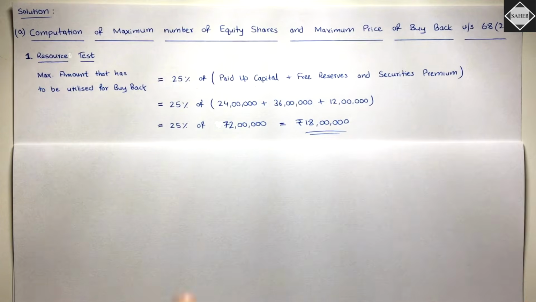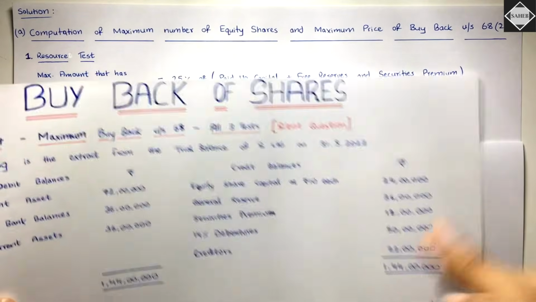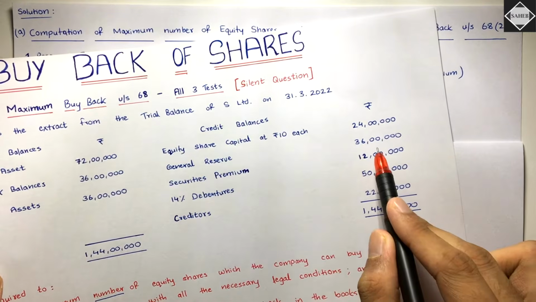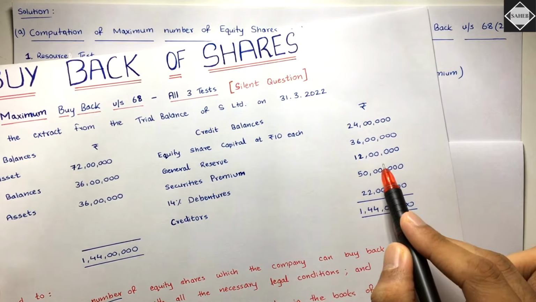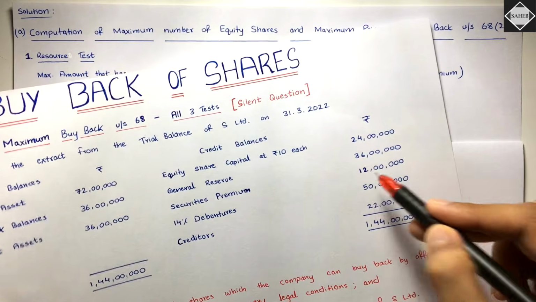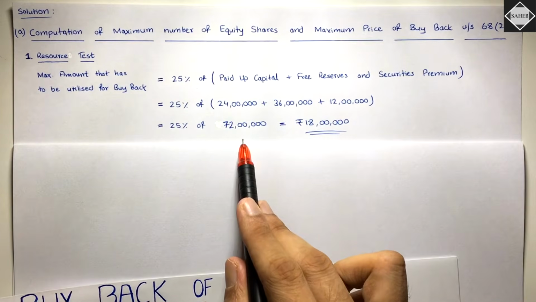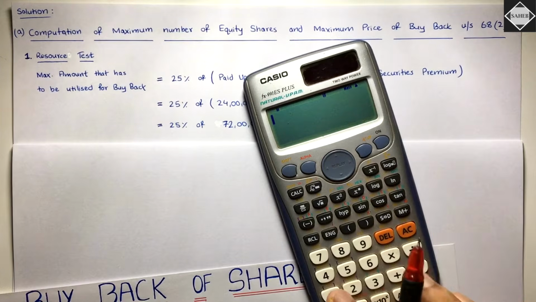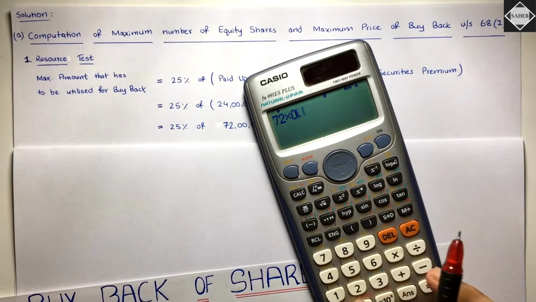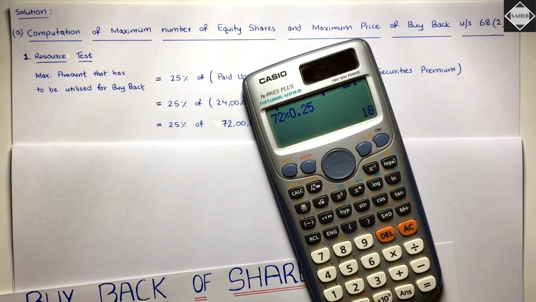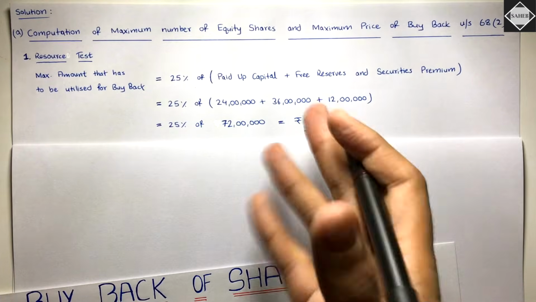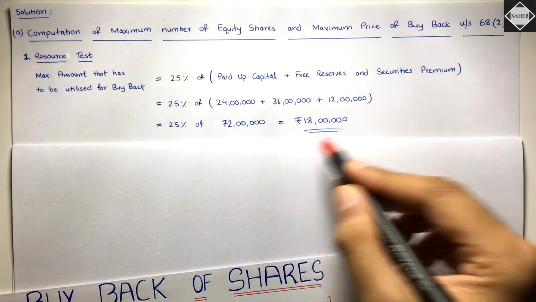Okay, so that's what you're going to do. You are going to see the question for the amounts. Equity share capital paid up is how much? 24 lakhs. General reserve, which is a free reserve, that's 36 lakhs. Securities premium, that's 12 lakhs. So 24 plus 36 plus 12, that's equal to 72 lakhs. So 25% of 72 lakhs is how much? 72 into 0.25, that's equal to 18 lakhs. Okay, so 18 lakhs is the total maximum outflow that you can have in this buyback. This is the maximum amount that can go out.